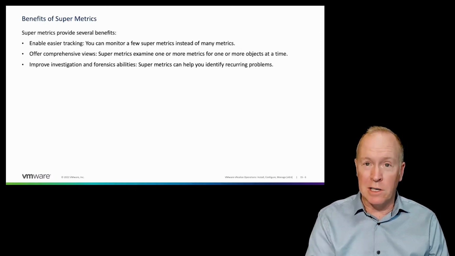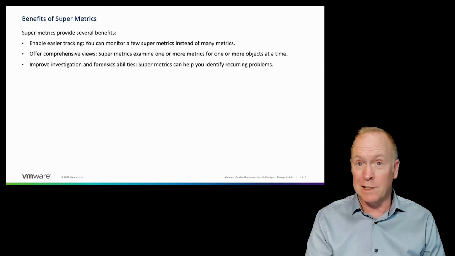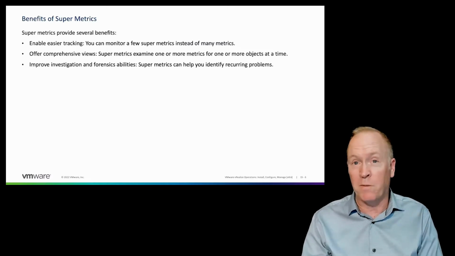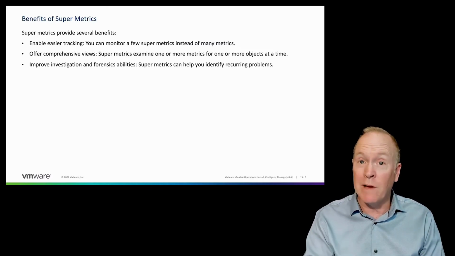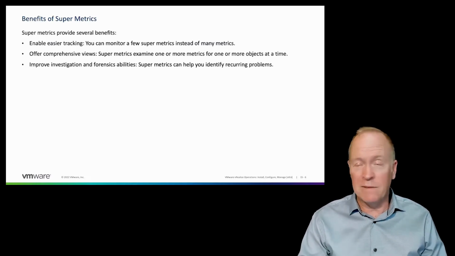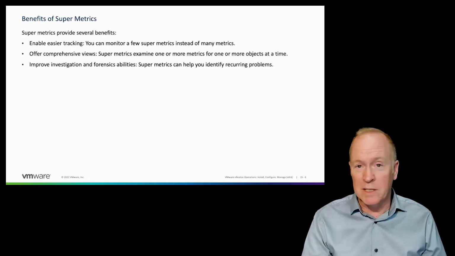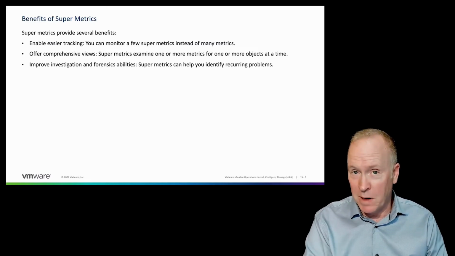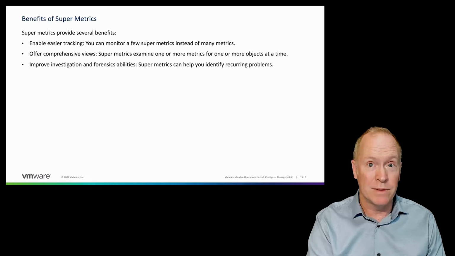Super metrics are easier to work with. It's easier to work with a single metric than it is multiple. Again, they offer a more comprehensive view. If you can have a single metric instead of having to look at a bunch of different performance metrics, that's going to make your life easier. Additionally, super metrics can be useful for investigative and forensic purposes, but we need to first learn how to design these super metrics before we can create them.